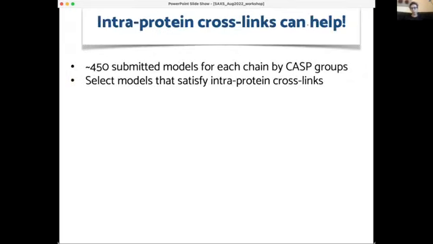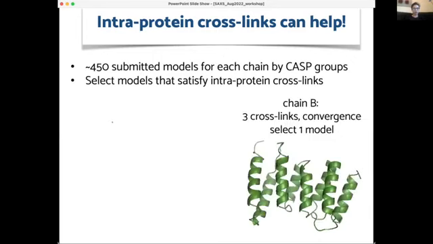So we decided to see if any of the predictors had good models, because basically CASP makes the models available once web servers produce them, and we selected models that satisfy the intraprotein crosslinks because intraprotein crosslinks were also available.